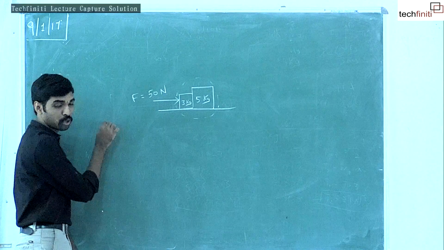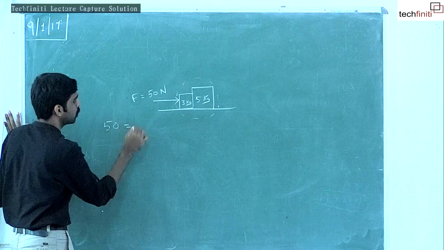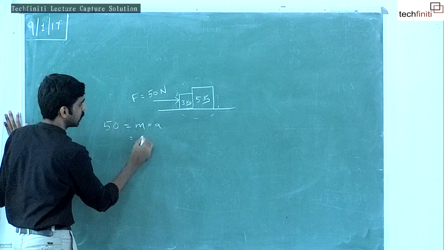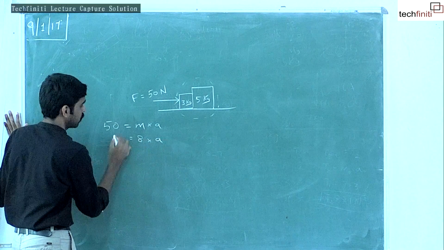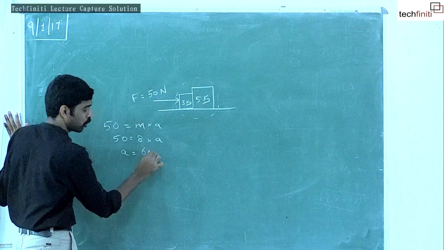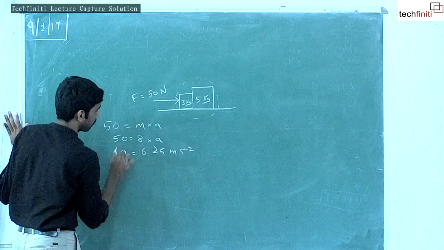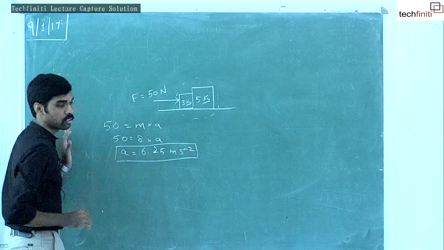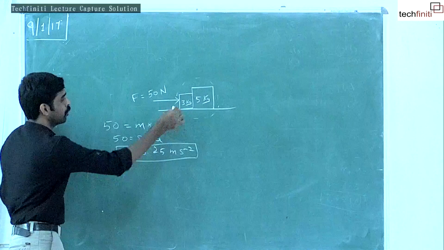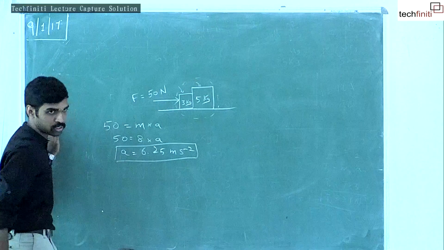As a system, what is the net force? 50 is the net force. 50 should be equal to mass into acceleration. Mass is 8, so A is 6.25 meters per second square. Right? This is 6.25. Now each 3 kg and 5 kg object will have the same acceleration.